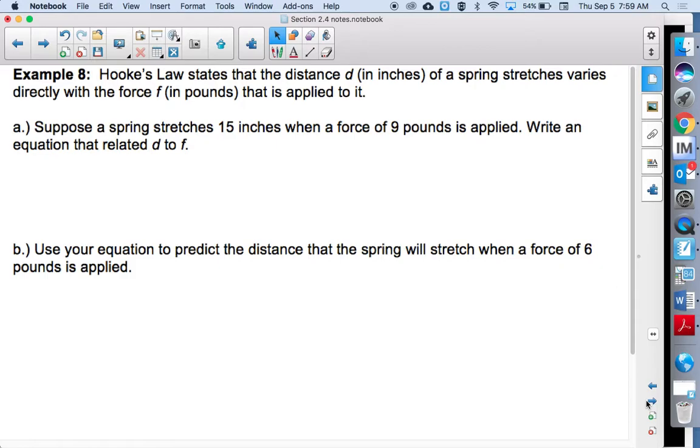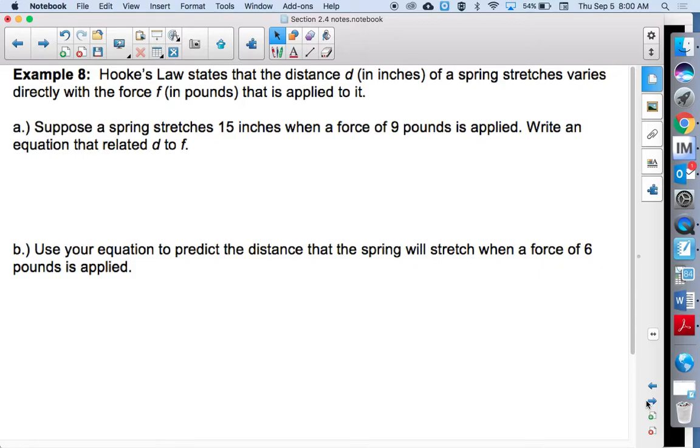If I don't apply a lot of force, it's not going to stretch as far. So suppose we have a spring that we can stretch 15 inches, a little more than a foot, and we're applying a force of 9 pounds to get it to stretch 15 inches. It says write an equation that relates distance to force. Which one of those would be our independent variable?